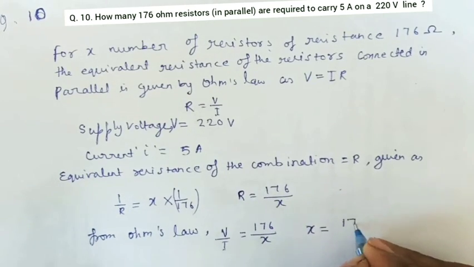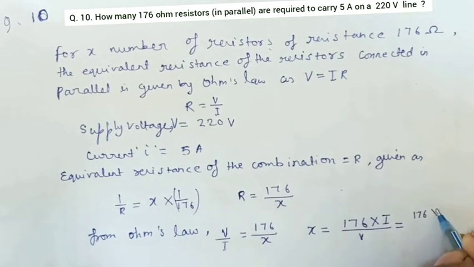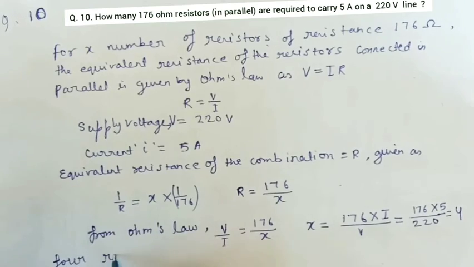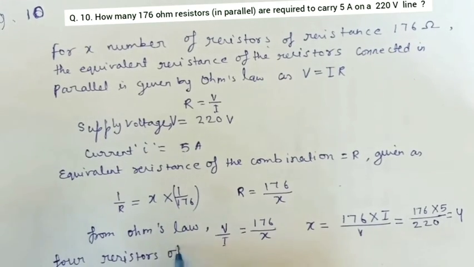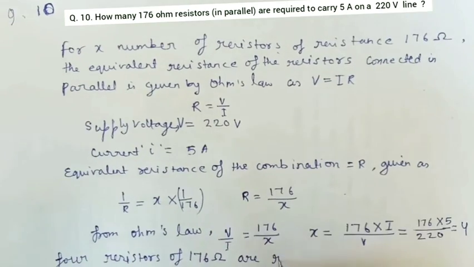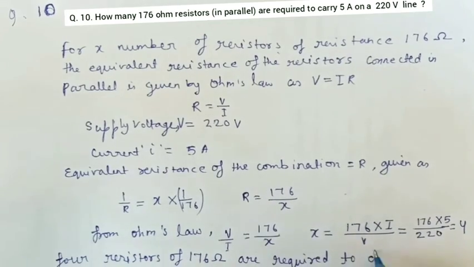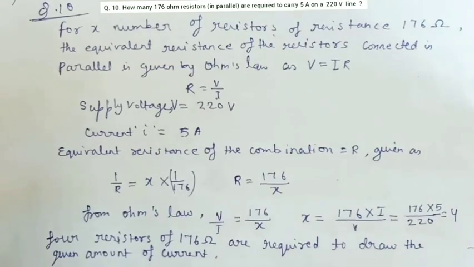X is equal to 176 into Y upon V is equal to 176 into 5 upon 220 is equal to 4. 4 resistors of 176 ohm are required to draw the given amount of current.